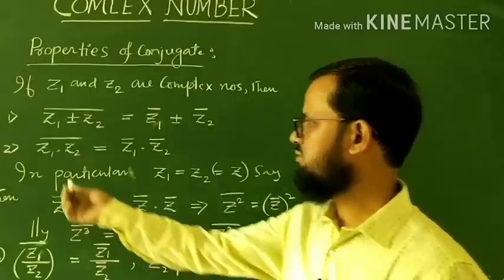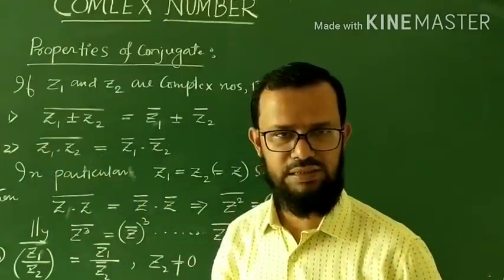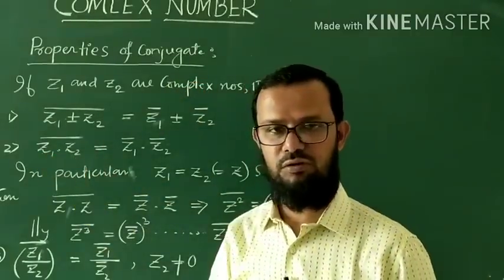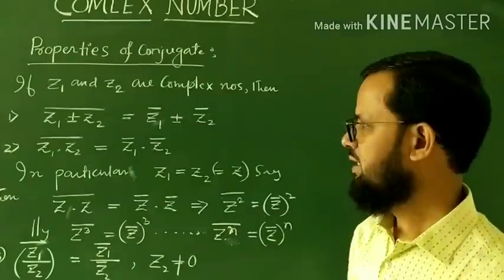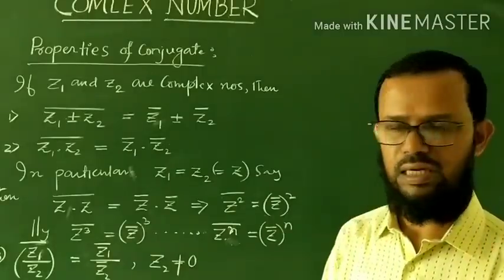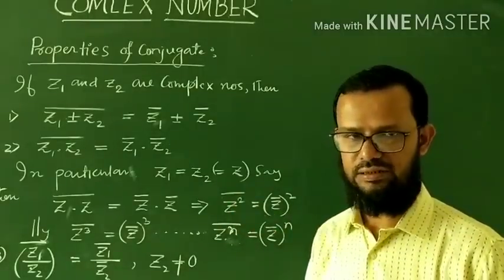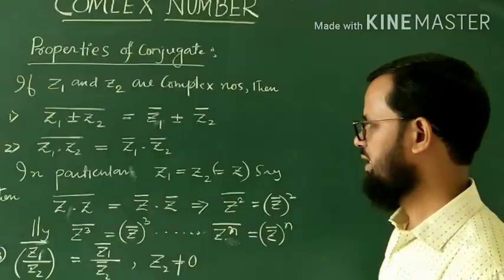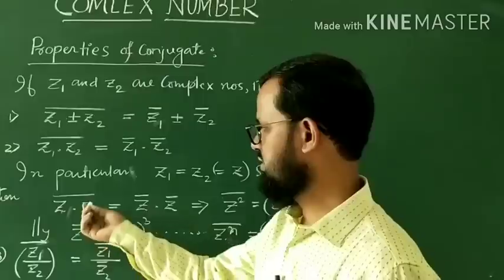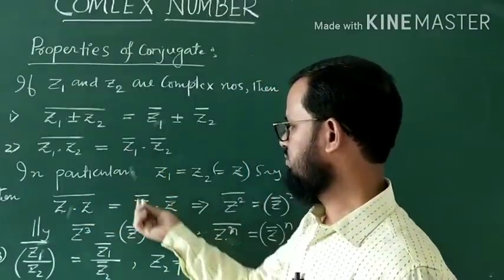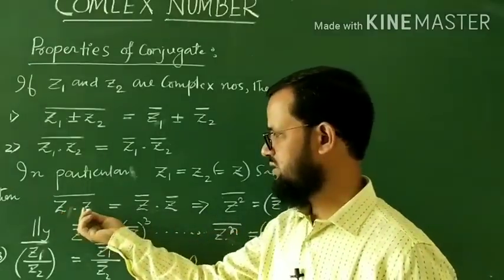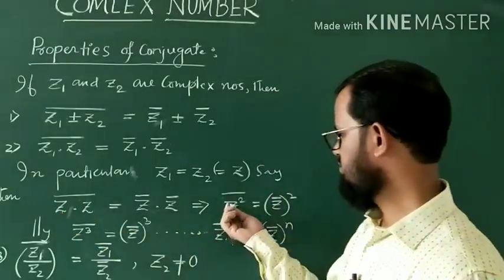In particular, if Z1 and Z2 are the same complex number, this property is not that useful, but if they become the same, then a new property comes out of it. That's why I am taking Z1 and Z2 both equal to Z, a particular complex number. Then if you put Z1 equal to Z and Z2 equal to Z, the left hand side is (Z into Z) bar, and the right hand side will be Z bar into Z bar. So Z into Z equals Z square, and Z square bar is equal to what?